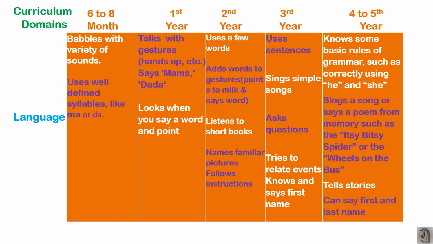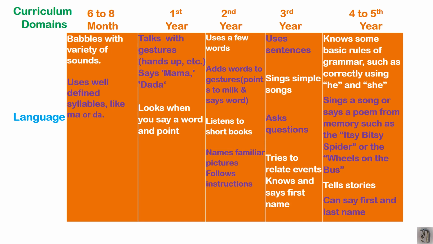Then when it reaches the third year, the child tries to speak in sentences. And at 4 years, knows some basic rules of grammar, such as correctly using he, she, them. So this is how you will be teaching the child when you get the child at the age of 4 years, or 3, or 2, or 1. So this is how the content looks in the language domain. Similarly, you can see uses well-defined syllables like ma, da. So this is how a child must develop as per age. This is how the language domain looks in the early childhood curriculum.